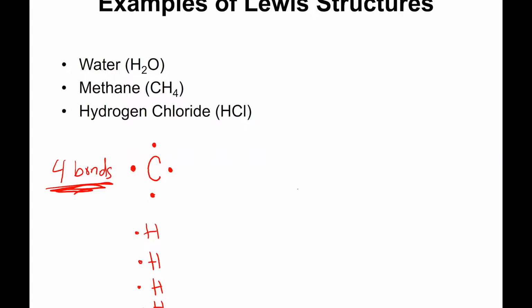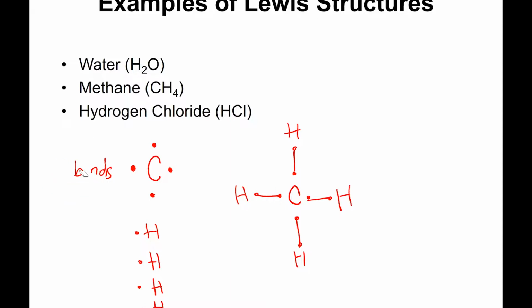So in this case, we have a carbon, 4 unpaired electrons, and 4 hydrogens that each want to form 1 bond. There is your Lewis dot structure for methane. Okay, and last, we will do hydrogen chloride.